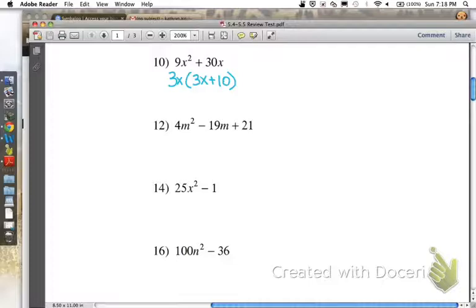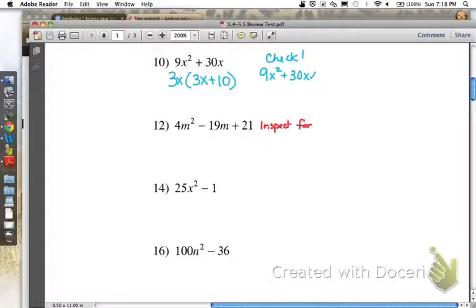Divide out a 3x from each term, you get 3x plus 10. And again, check it to make sure it is what you started with. Number 12. Now this is where we're getting a little bit more advanced.